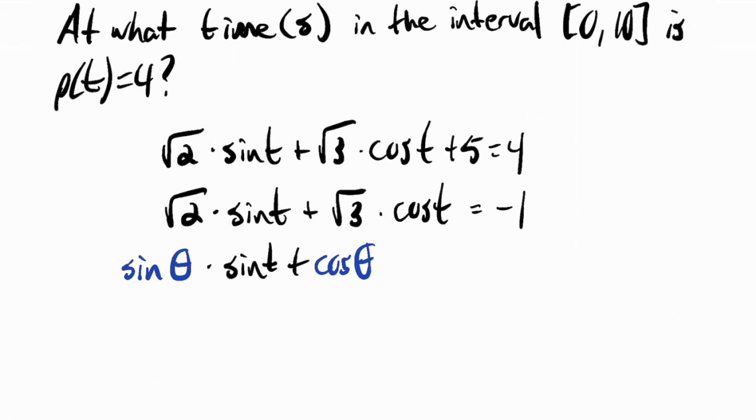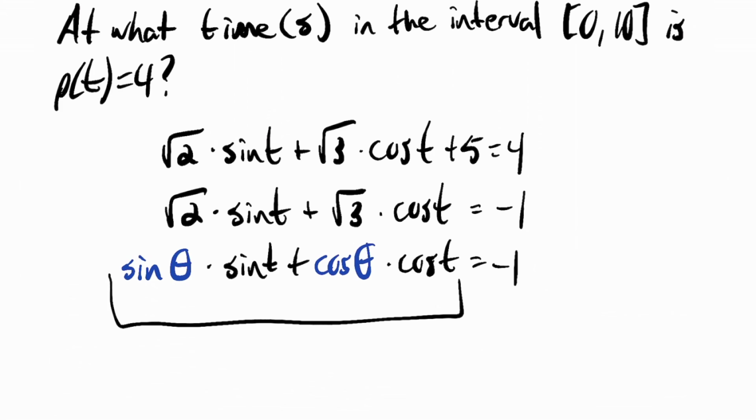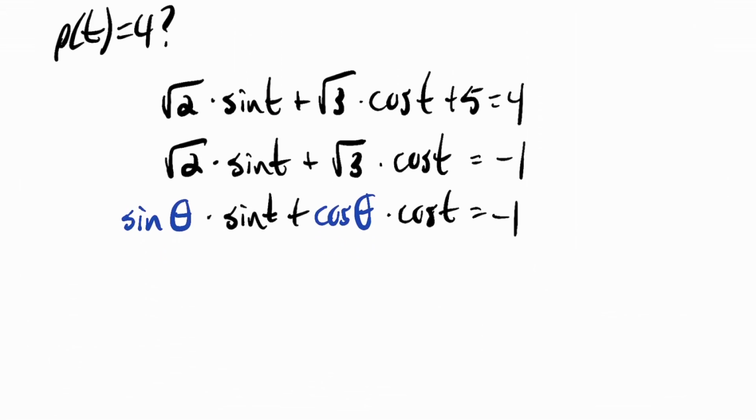We don't have it yet, but we will find it, times cosine of t equals negative 1. The reason we can do that is that this is then a difference angle formula for cosine. This is cosine of t minus theta. And that's going to enable us to compress this left-hand side into a single trig function and get our answer that way.